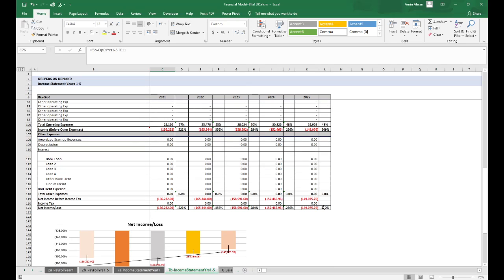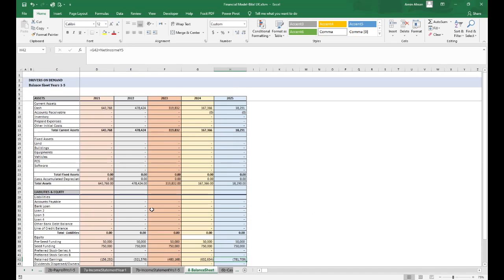So I think you could see your model. This is your balance sheet, so please see this model and give your input.